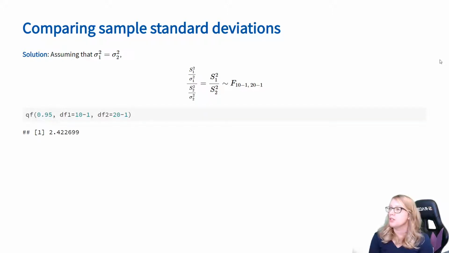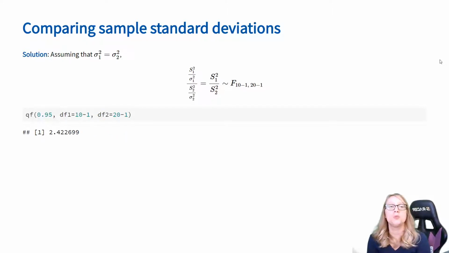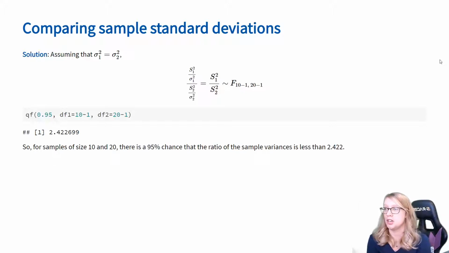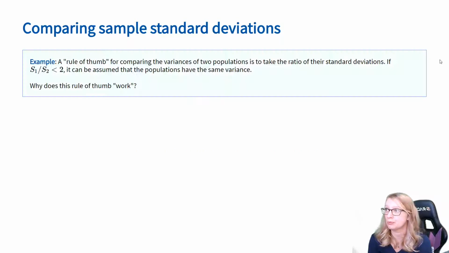In R, we'll use qf to find quantiles from the F distribution. df1 is the numerator degrees of freedom. df2 is the denominator degrees of freedom. So we get 2.42 here for this ratio. So for samples of size 10 and 20, there's a 95% chance that the ratio of the sample variances will be less than 2.42.